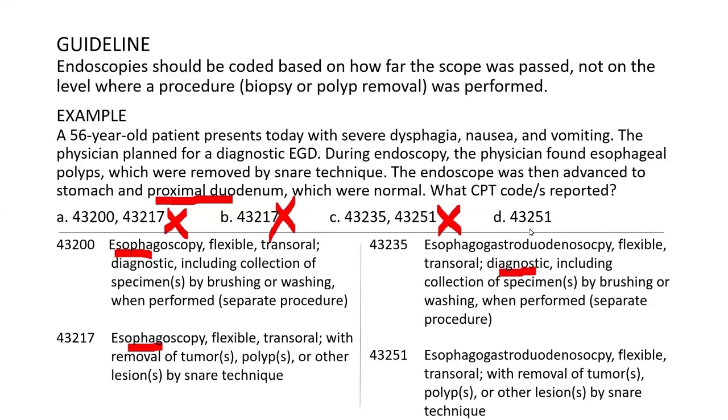Moving on to option D, 43251. 43251 says esophagogastroduodenoscopy, removal of polyps, snare technique. Yes, this is the correct answer.